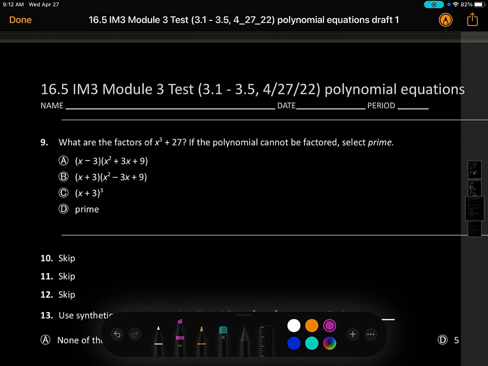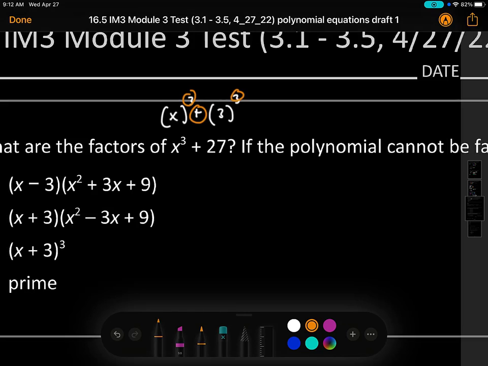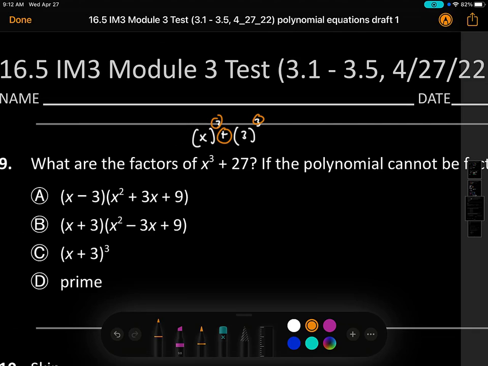Number 9, what are the factors? So this one you need to recognize that this is a difference of, or a sum of cubes. Why is it called a sum of cubes? Well, you could do something like this. The sum of cubes. And then we just need our SOAP. This is your A, this is your B.